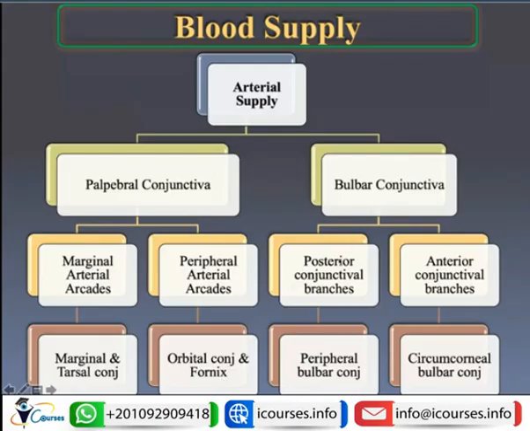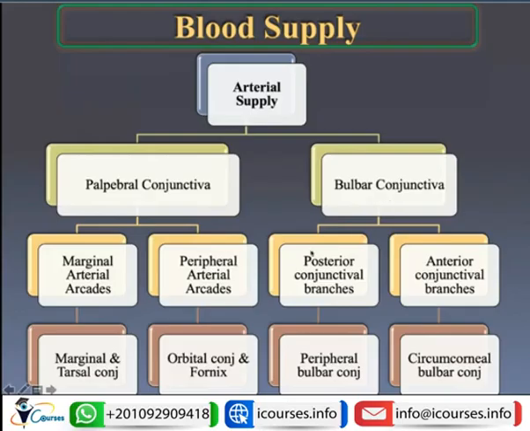For the bulbar conjunctiva, it is supplied by the posterior conjunctival arteries and anterior conjunctival arteries. Posterior conjunctival arteries will supply the peripheral bulbar conjunctiva, while the anterior conjunctival arteries will supply the circumcorneal bulbar conjunctiva.